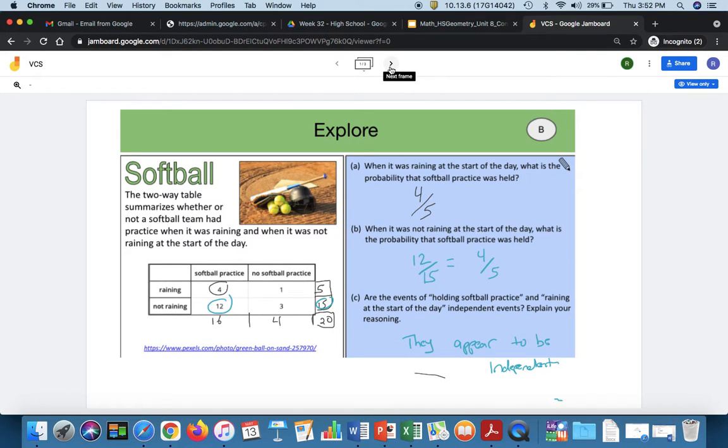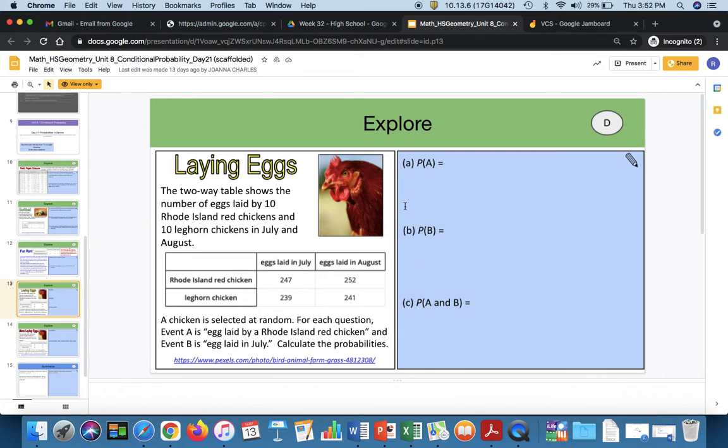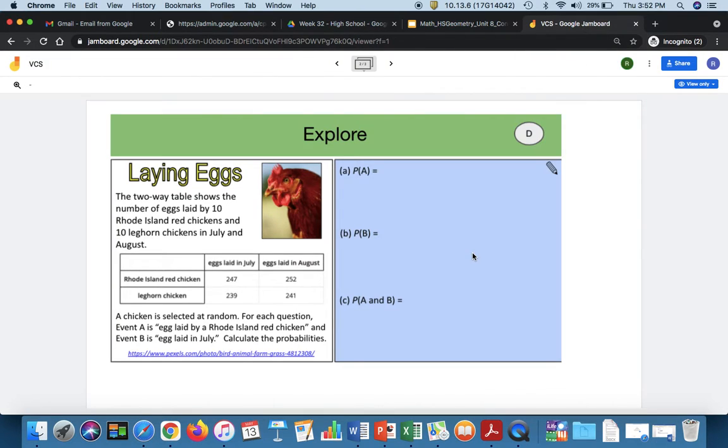Now, I'm going to move on at this point to one more sample. If we take a look at our lesson here, I believe this is slide 13 as we're continuing. And again, we're having these tables that we're working with. In this question, we're told that the two-way table shows the number of eggs laid by 10 Rhode Island red chickens and 10 Leghorn chickens in July and August. Now we have our 2 events. Event A is an egg laid by a Rhode Island red chicken, and event B is an egg laid in July.